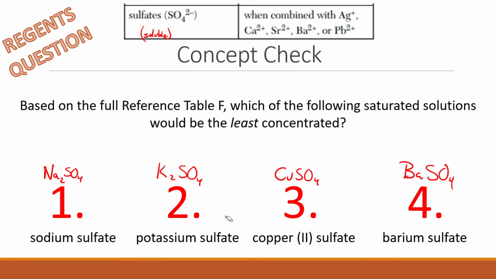If we're talking about something being concentrated, we would want a lot of dissolved ions in it. These 3 all make soluble combinations with sulfate. So you put these in water and they dissolve. They put ions in the water and they form concentrated solutions. But barium sulfate, because it is insoluble, would just sink to the bottom of the cup and never dissolve, therefore making it the least concentrated solution.